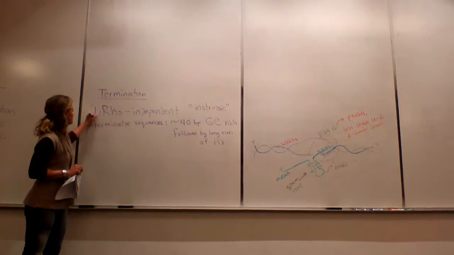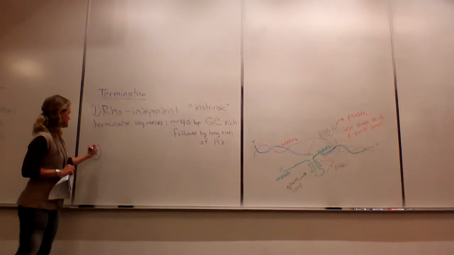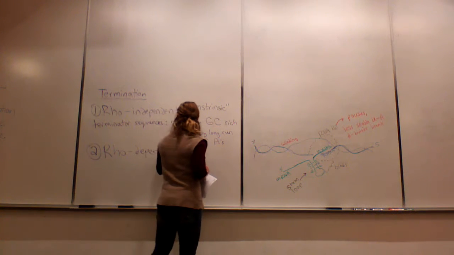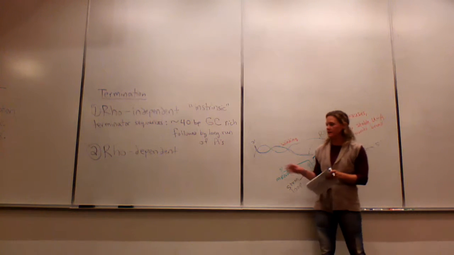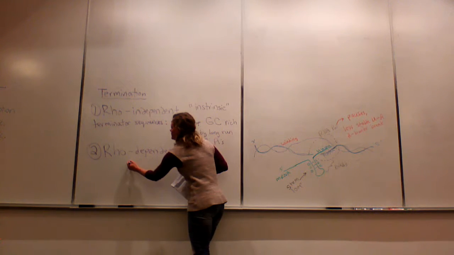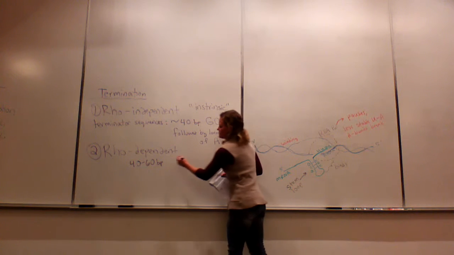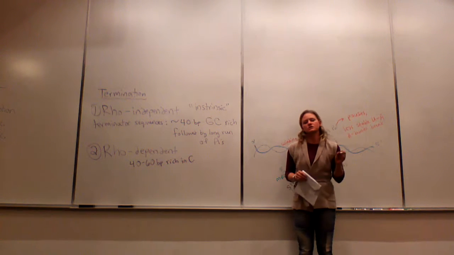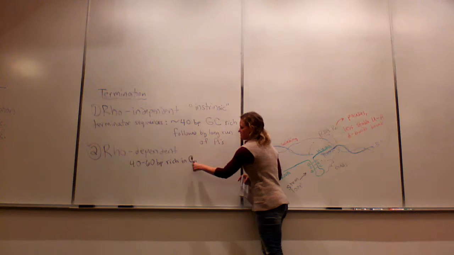Okay, so you had your Rho independent mechanism. Our second one we need to know is Rho dependent. This actually has a different terminator sequence, so it's not quite the same. What it has is 40 to 60 base pairs that are very rich in cytosine, but poor in guanine. So this isn't a GC rich area. It's just C rich.